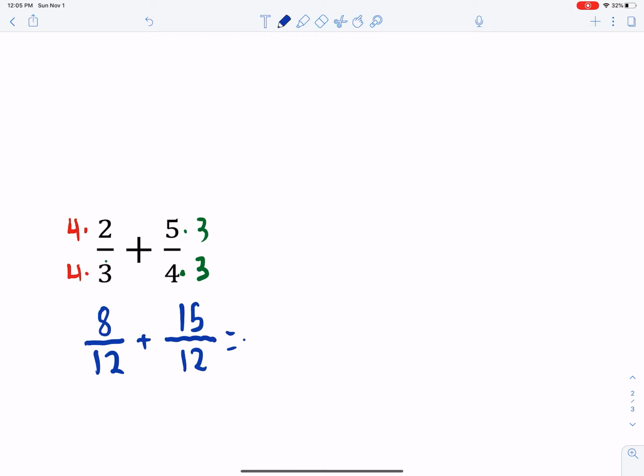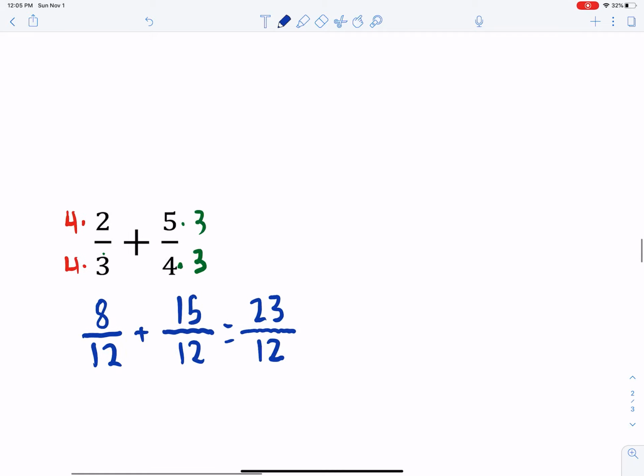And now that you have a common denominator, you leave it alone. The bottom number, when you add or subtract fractions, doesn't change. Once it's a common denominator, it just stays the same. You only add or subtract the top parts. And here, 8 plus 15, we would get 23/12.